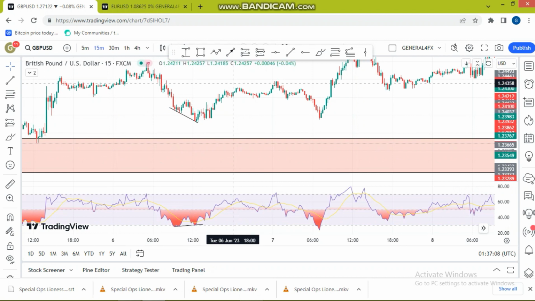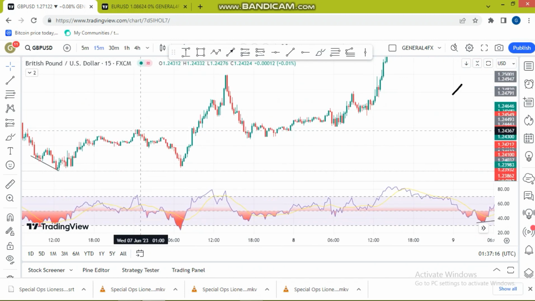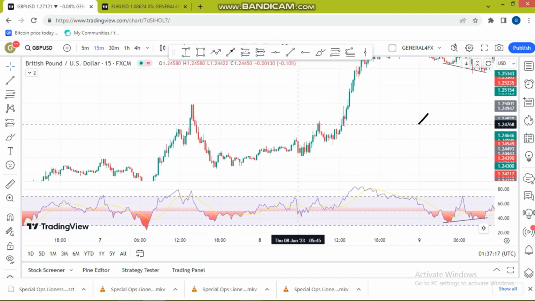And note this: you have to only use divergence on a trend. Regular bearish on a bear market going to the down.